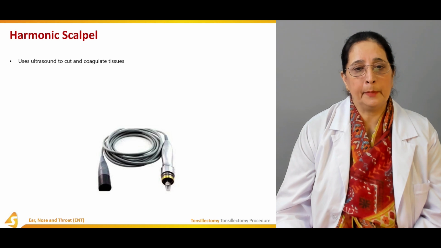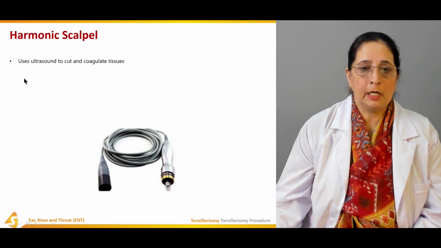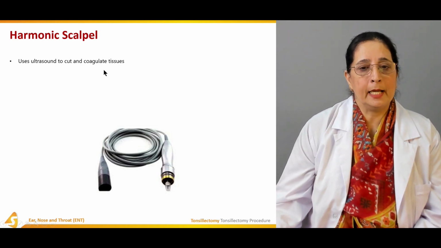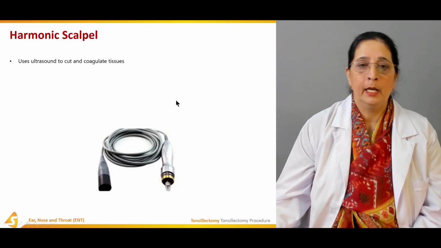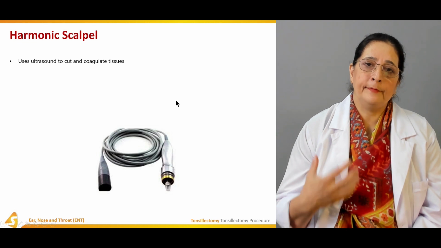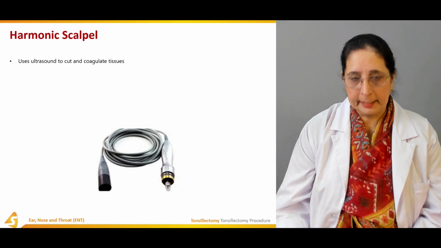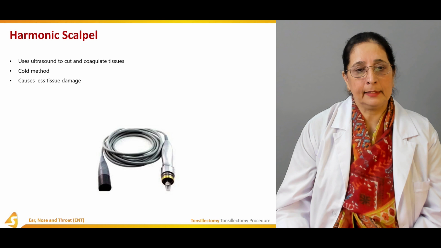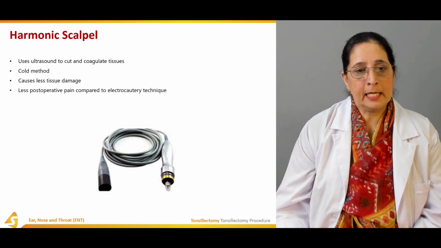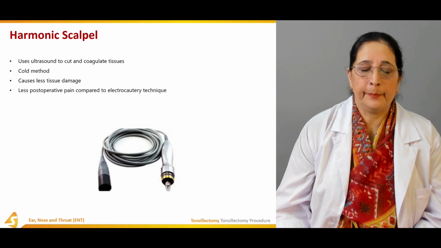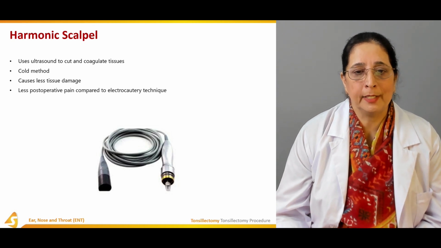Harmonic scalpel uses ultrasound to cut and coagulate the tissue. That's the harmonic scalpel. It uses sound waves to cut and coagulate the tissue. It is a cold method that causes less tissue damage, and less post-operative pain compared to the electrocautery technique.